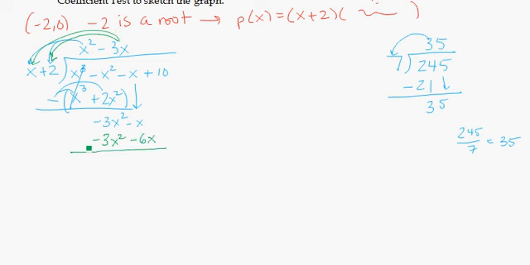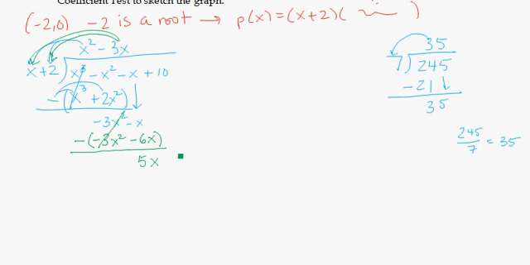So again, I now want to subtract, and when I subtract, I'm subtracting that entire term. So that's going to go away, right? Because this would be a negative 3x squared plus 3x squared. Here I've got a negative x minus a negative, or plus 6x. So that's going to give me 5x.